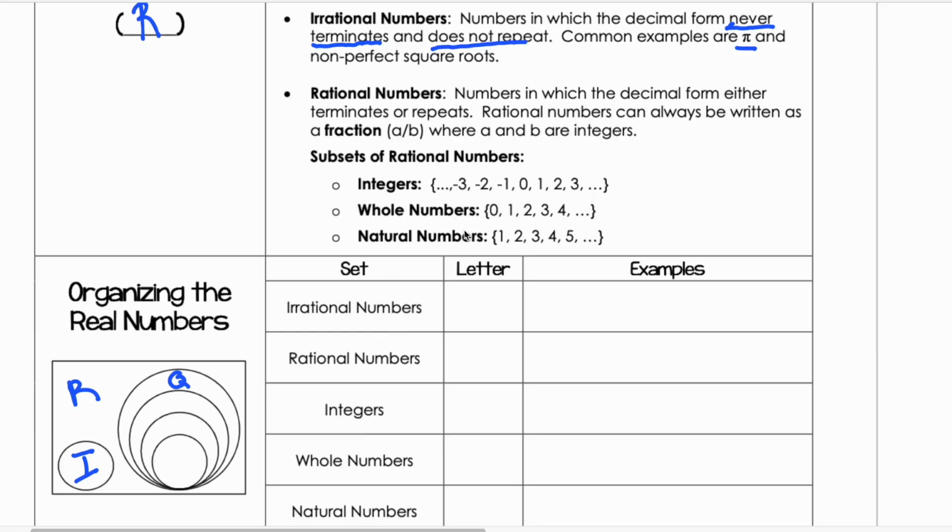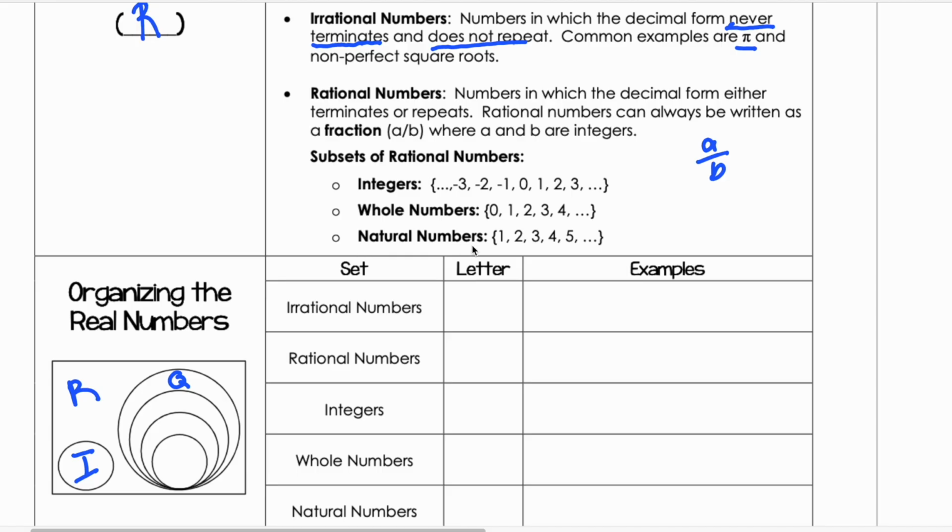Okay. And rational numbers include decimals that repeat, and rational numbers can also be written as a fraction, where A and B are integers. So that would be like A over B, and these are integers. And integers are what we're going to read next. So integers include negative numbers, 0 and their opposites.